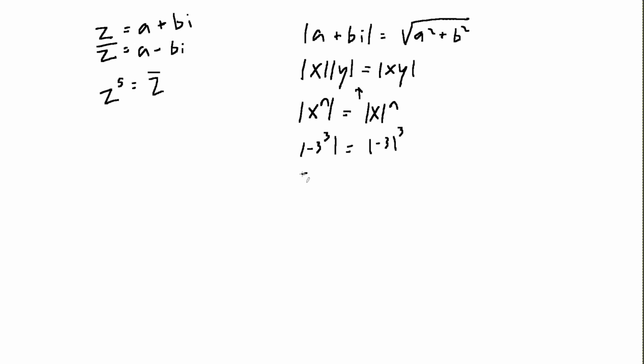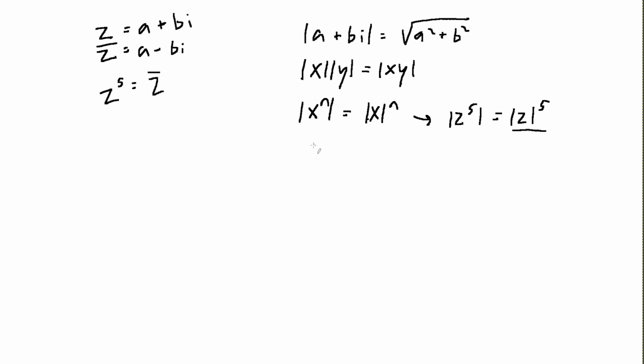And if you want to work out the math here, this is the absolute value of -27 right here. And this is just equal to 27. So they're the same. So we can apply this to say that our number z to the fifth has a magnitude of the magnitude of z to the fifth right here.